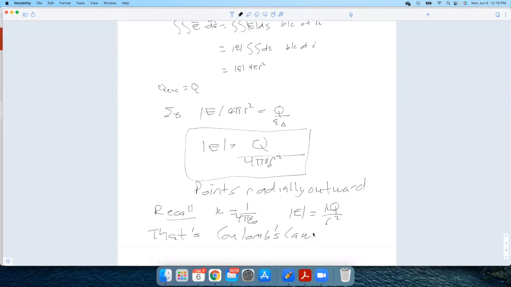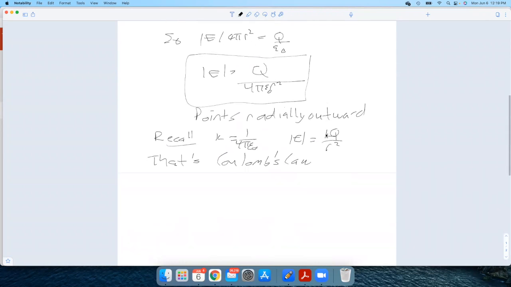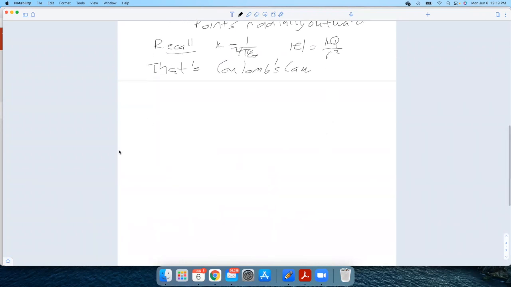We have just derived, we've proven Coulomb's law. This is where it comes from. Okay, 2, let's do a sphere of charge.